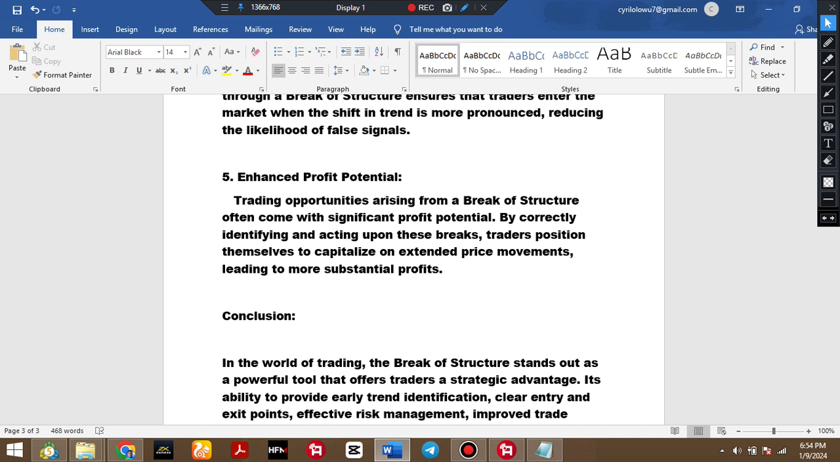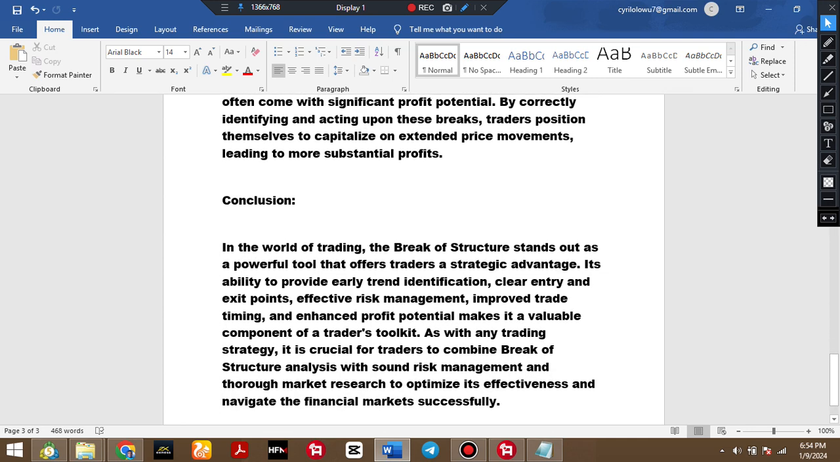So before we come into other trading principles, we need to understand what market structure is, and that is the backbone of price movement. In conclusion, in the world of trading, the break of structure stands out as a powerful tool that offers traders a strategic advantage. Its ability to provide early trend identification, clear entry and exit points, effective risk management, improved timing, and enhanced profit potential makes it a valuable component of a trader's toolkit.